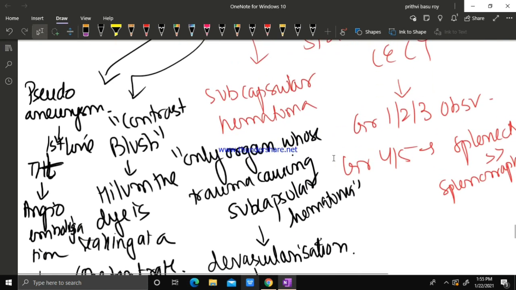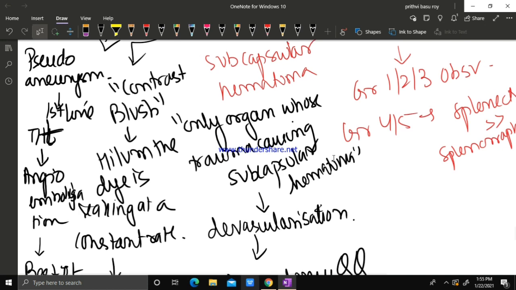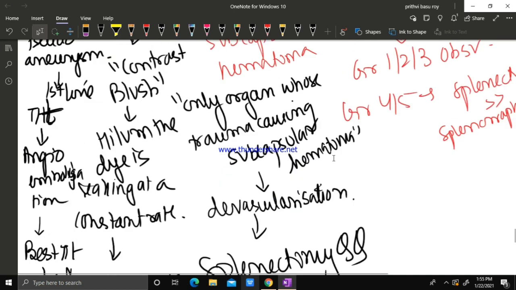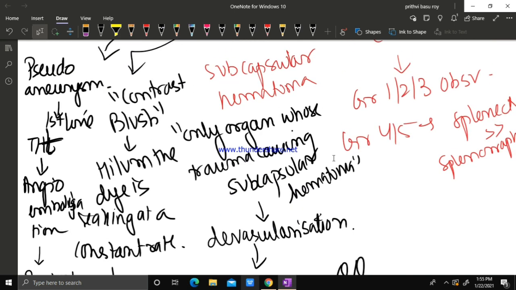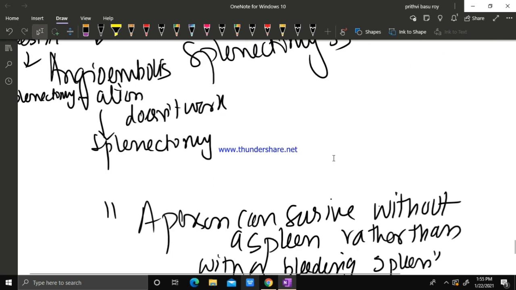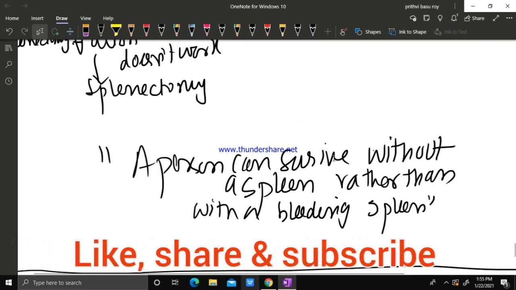Why? Read it later. I'm not going into it, because this video is only for the answer to this question. Contrast blush, hilum leaking the dye: go for angioembolization. If it doesn't work, go for splenectomy. Pseudoaneurysm: first line is angioembolization, the best treatment is splenectomy again. Then you can write this dictum: a patient can survive without a spleen rather than with a bleeding spleen.